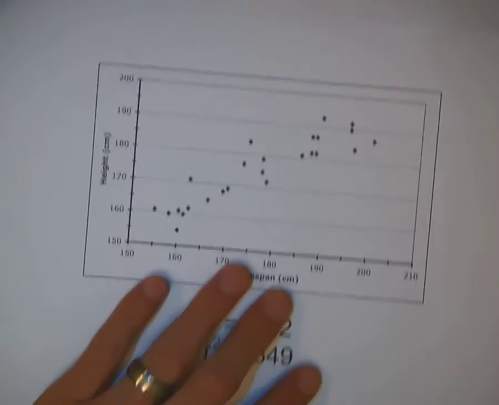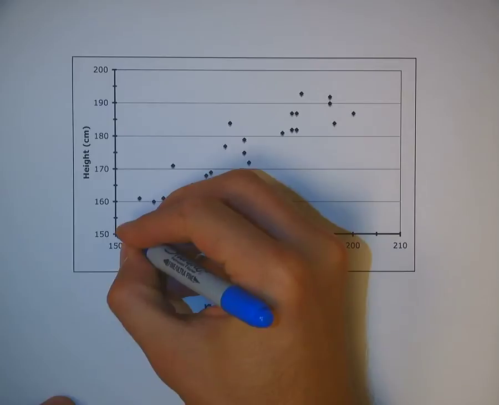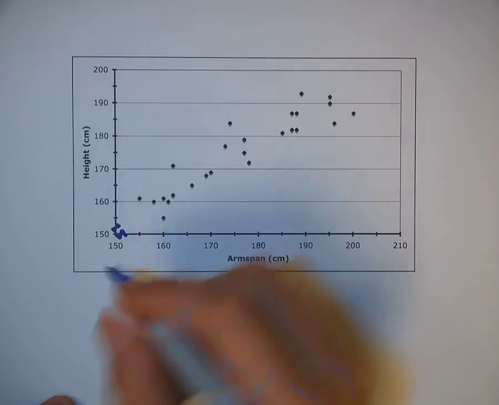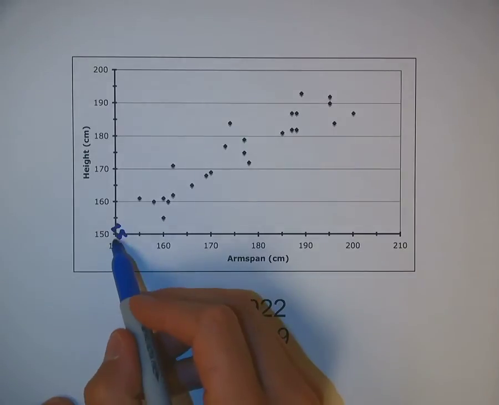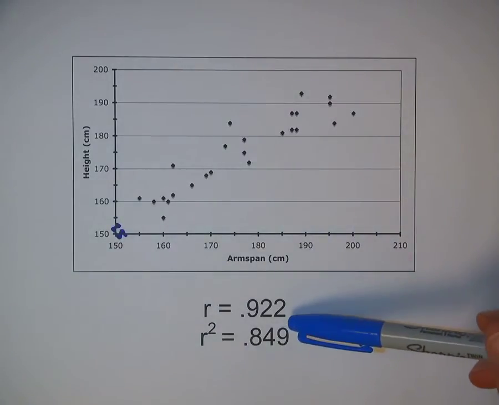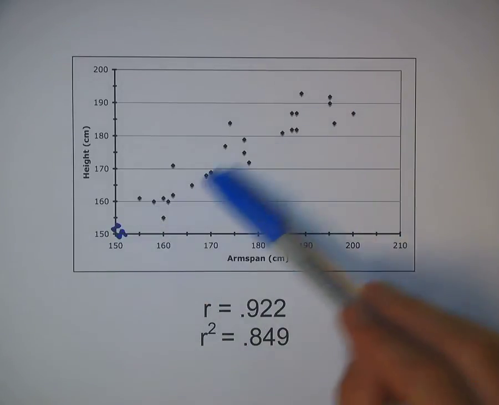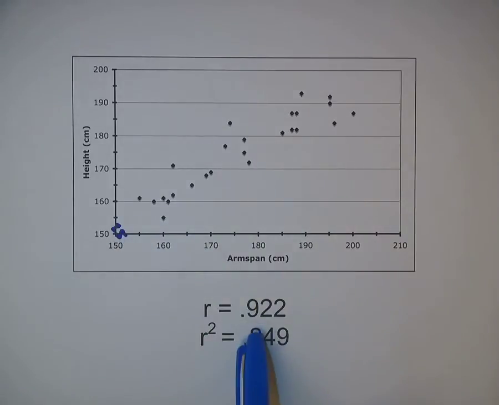Let's take a look at a scatter plot. This is a scatter plot of the arm spans and heights of 25 different people, and they're measured both in centimeters. A lot of times when you make a scatter plot, there'll be a little squiggle to show that this point is not actually the origin. This graph actually starts at 150 and 150. This gives us a value of R and a value of R squared. Since this looks to be a pretty linear association, this 0.922 says that this is a strong positive association between arm span and height.